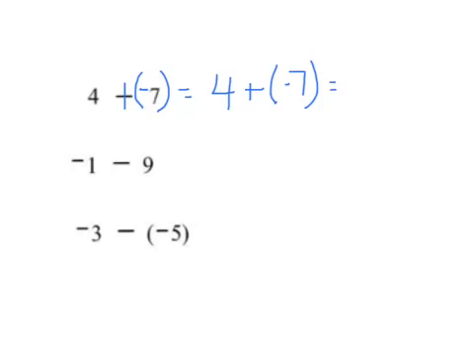Now using my rules, my signs are different, so I'm going to subtract. 7 minus 4 is 3, and it takes the sign of the larger number. 7 is bigger than 4, 7 is negative, so my answer is negative.